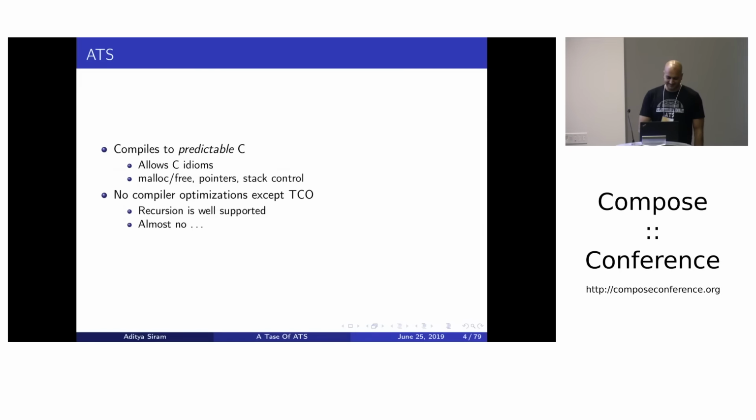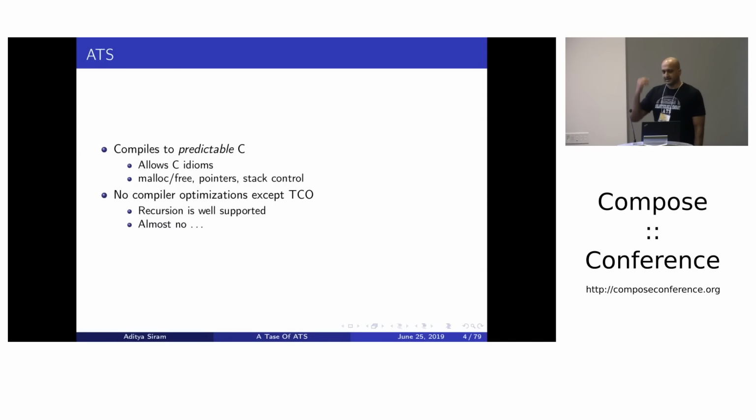But I think more interesting than that, more interesting than the fact that it produces good code, is why. So there is no compiler optimization really. ATS does not have some amazing compile time magic that converts ATS code into efficient C code. The reason you get that performance is because it compiles to predictable C, and the reason you can do that is because it allows all of the C idioms.